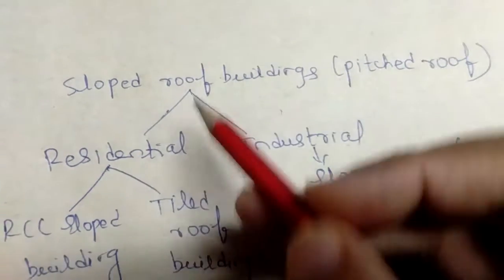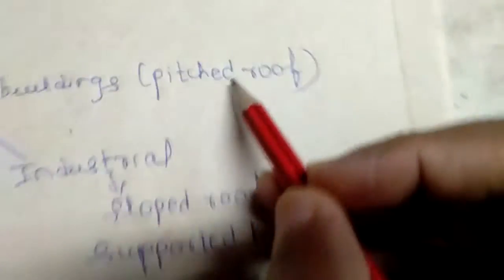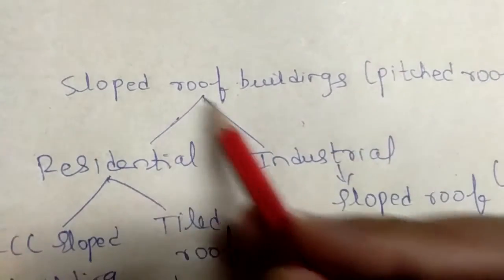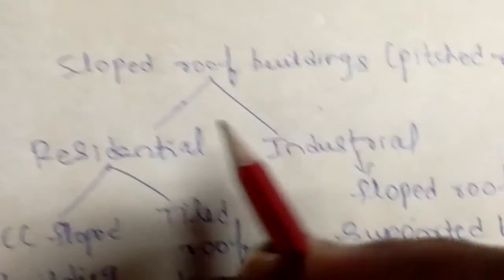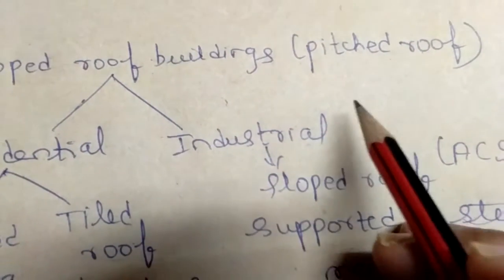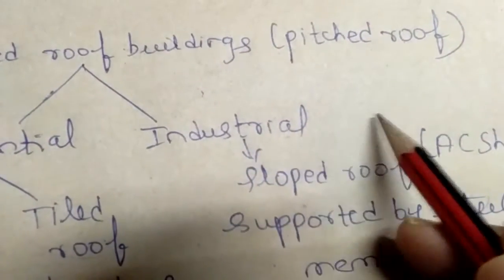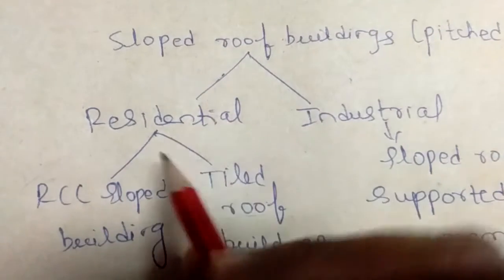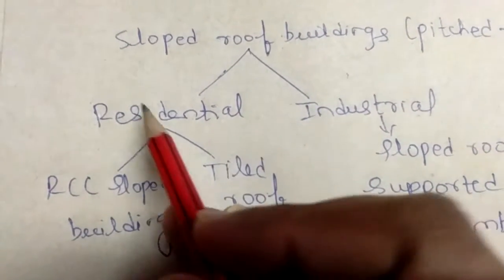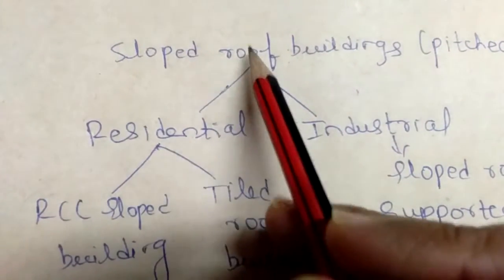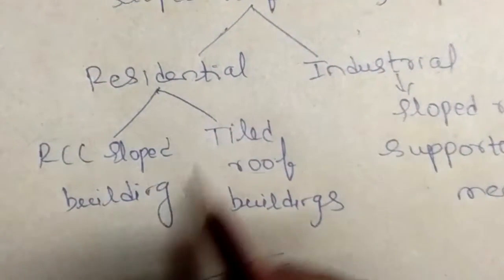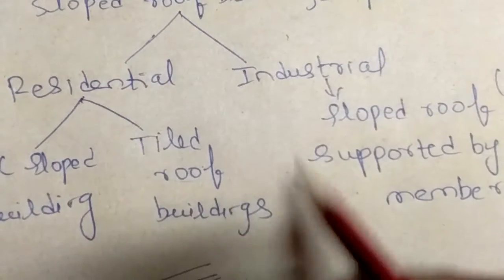Sloped roof buildings are also called pitched roof buildings. They are used in residential buildings and industrial buildings as well. Not only industrial buildings, godowns and factories, but also residential buildings use sloped roofs. In residential buildings, the slope can be achieved in two types: one is the RCC sloped building, another is the tiled roof building.